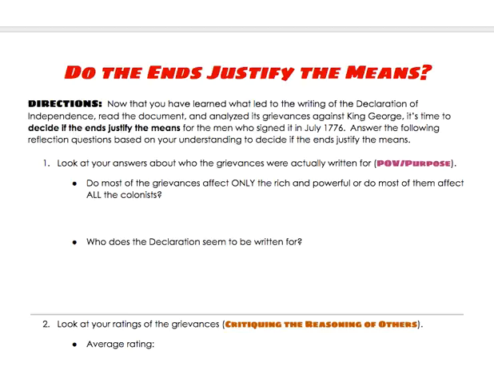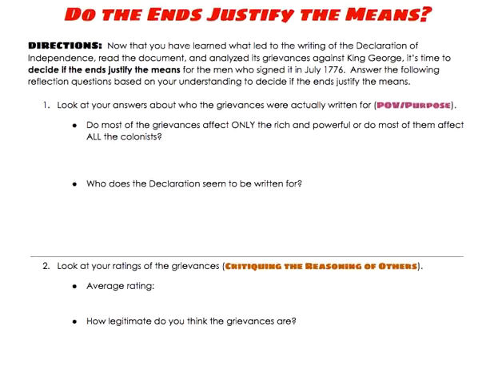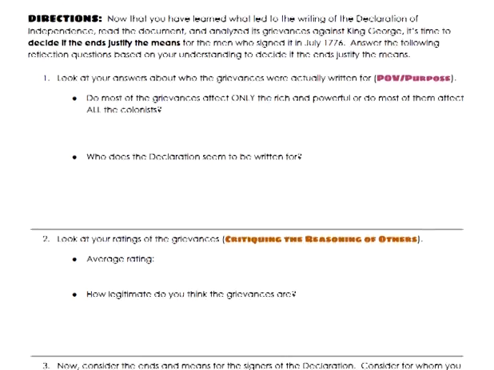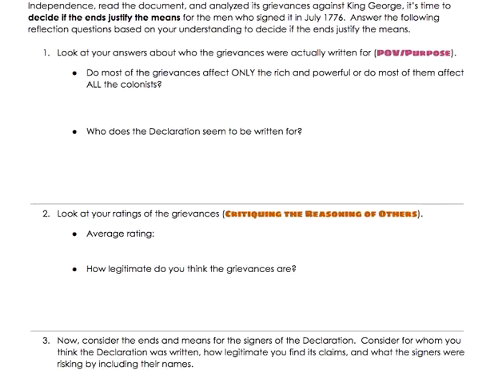Once you're done with that, you're going to come to this last page and try to answer the question, do the ends justify the means for the signers of the Declaration of Independence? So what you're going to need to do is first look back at your answers about who the grievances were actually written for, that's point of view and purpose, and answer these two questions. Who does the Declaration seem to actually be written for?